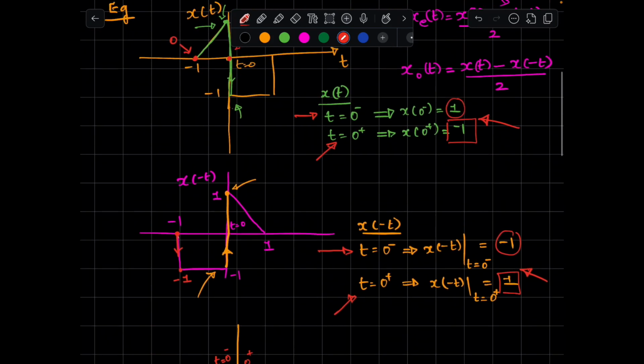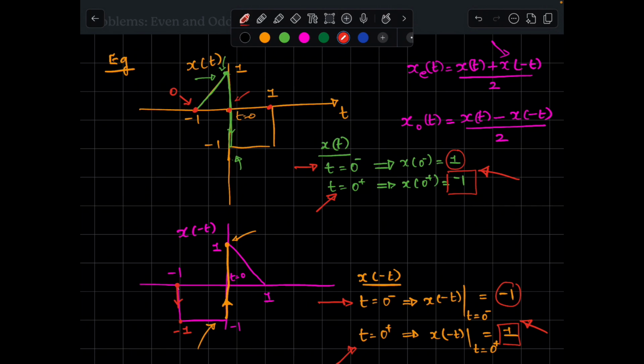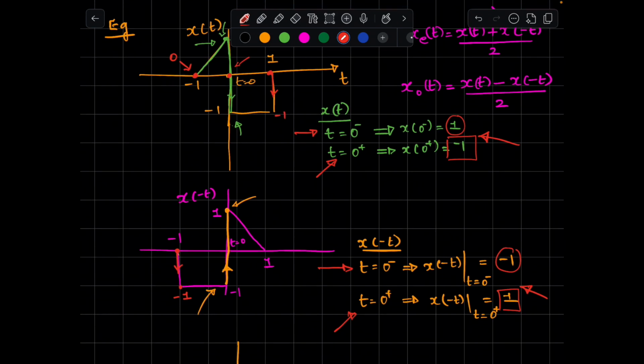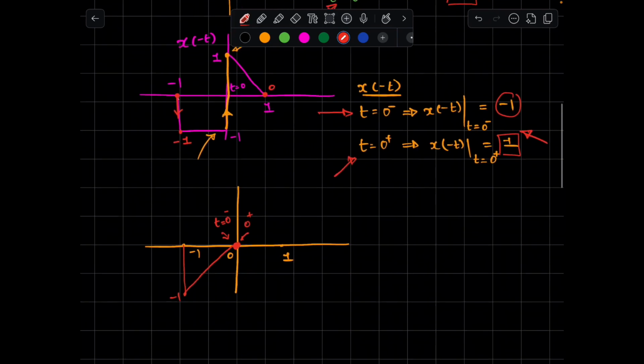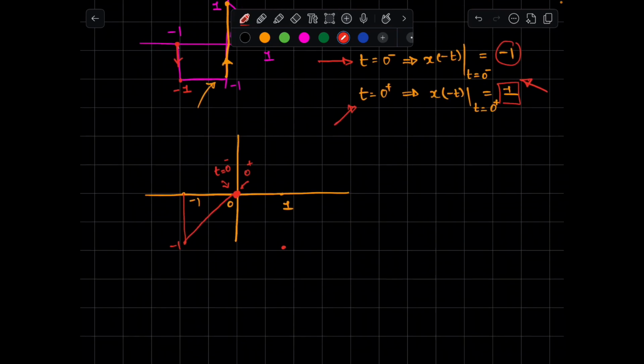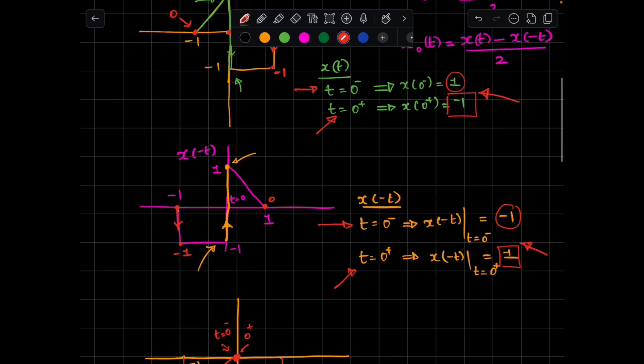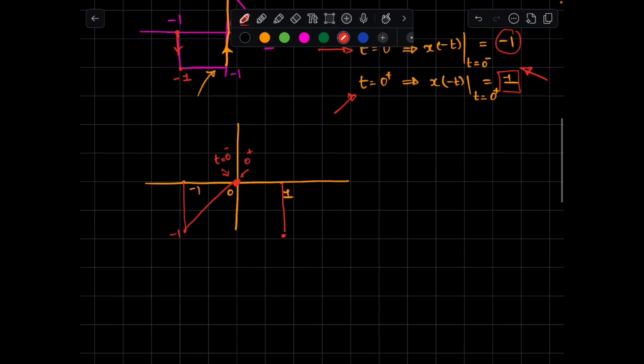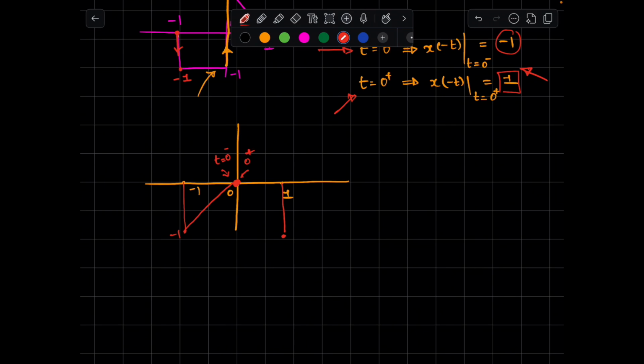So the next point we have to consider is t equal to 1. At t equal to 1, the function is jumping from 1 to -1, and the second function, x of minus t, has the amplitude 0. Since it is jumping, you can consider the amplitude -1, there is no issue. So -1 plus 0 will be -1. So the same characteristics of the first function will be repeated here. Now you have the point at 0 plus and the point at -1. You can join it.